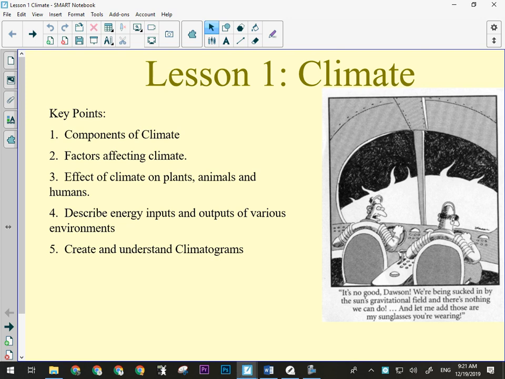But we're all the same distance from the equator, so we've got to look at what are some things that can affect the climate of an area, because that's what we're going to be doing our activity on starting tomorrow, and then a little bit after the Christmas break. It's going to be on the factors that affect climate and how they do that. All right, so we're going to look at those two things first: the effects of climate on plants, animals, and humans, energy inputs and outputs of various environments, and then we're going to look at what climatograms are. Okay, they're basically a graph that shows temperature and precipitation by month for a location. Okay, and that's part of the activity that we'll be working on as well.